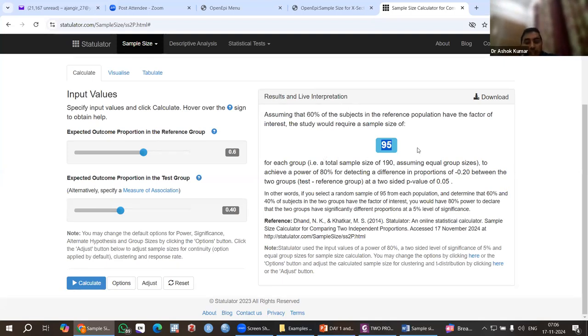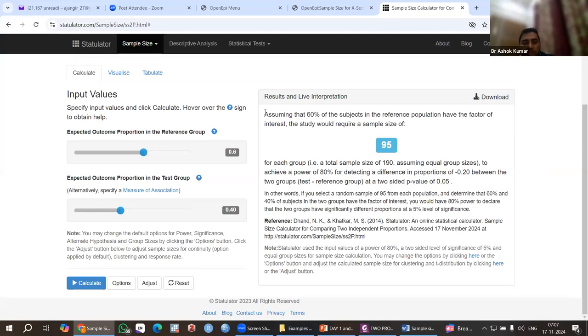So you can see it's 95 patients in each group. For each group, the total sample size is 190, assuming equal group sizes. And this is a 20% reduction, with 80% power and a two-sided p-value of 0.05.